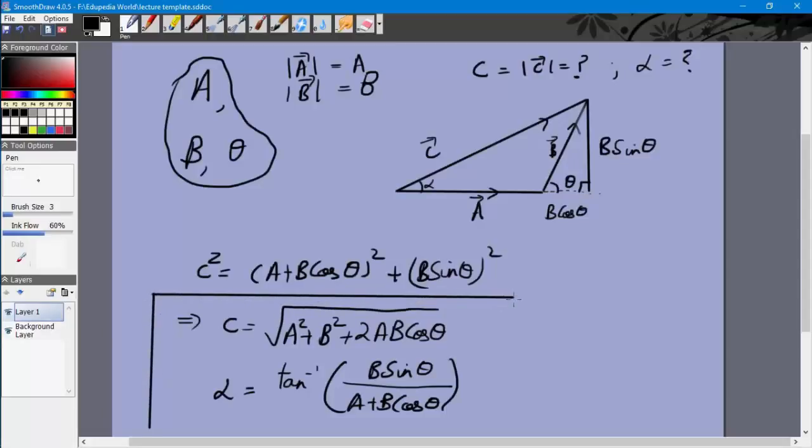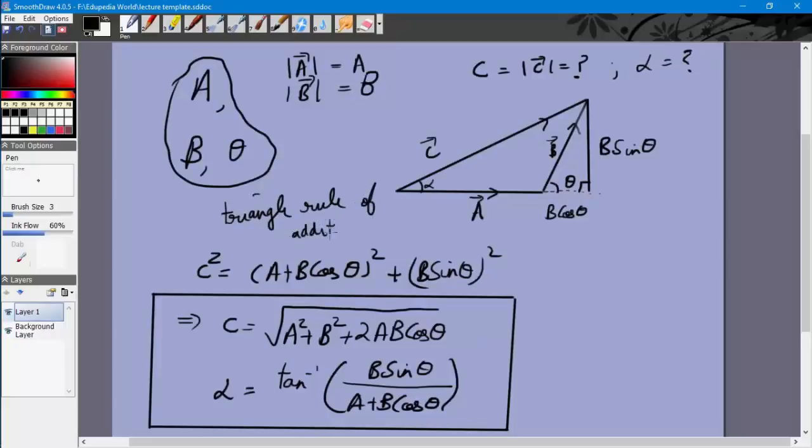Given a vector of magnitude A and another vector of magnitude B, with an angle of theta between them, the magnitude of the sum of the two vectors is root of A square plus B square plus 2AB cos theta, and the angle between the resultant and the x-axis, which is basically the direction of the resultant, is tan inverse B sine theta by A plus B cos theta. You should remember these two formulas, and this is often called the triangle rule of addition. Right, because we complete the triangle.